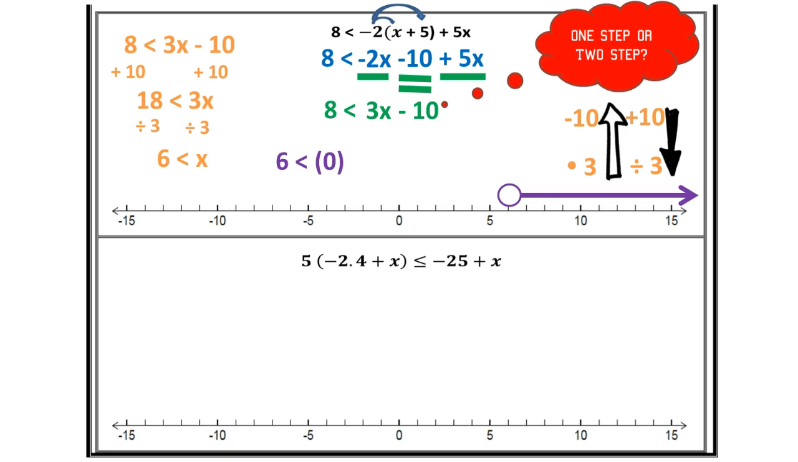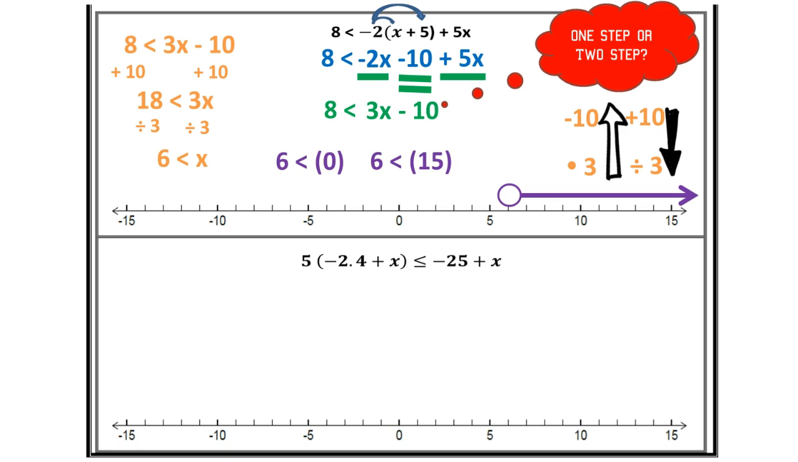I could also check these points now that I have it. 6 is less than 10. 6 is less than 15. Those other points prove that my solution's correct. That's where all of my solutions are located. All of the values that make this inequality true are located in that direction.